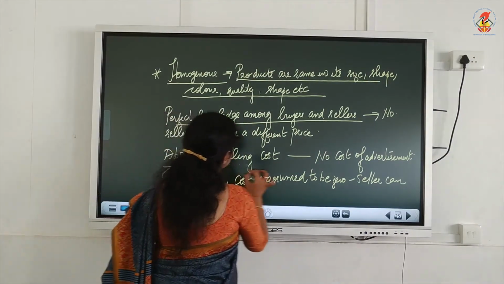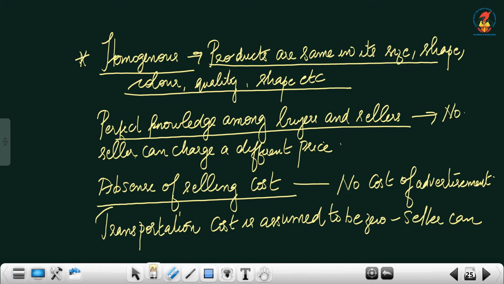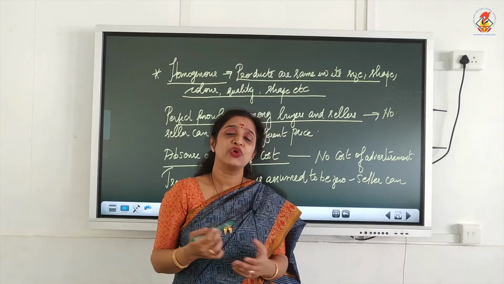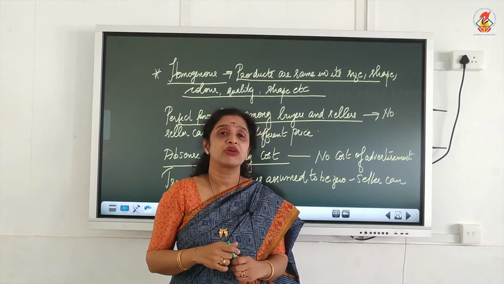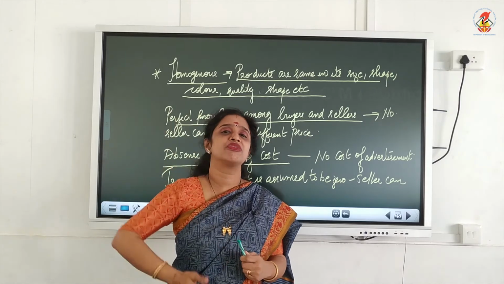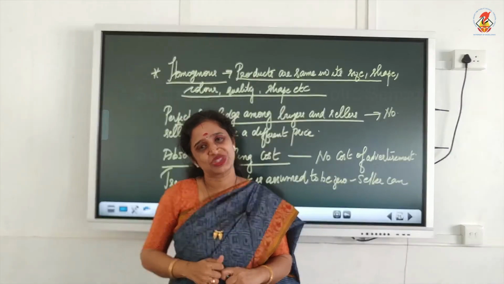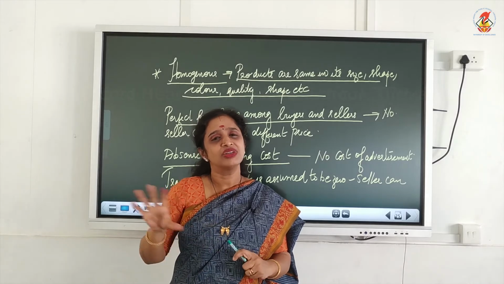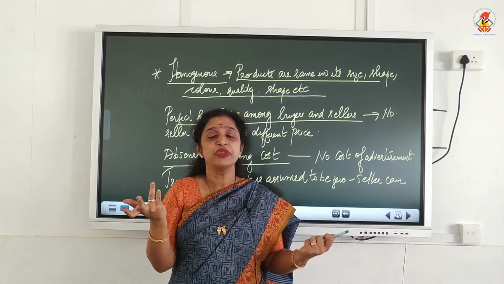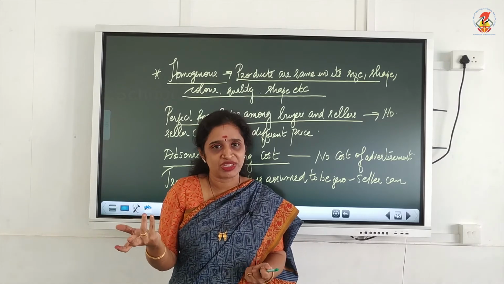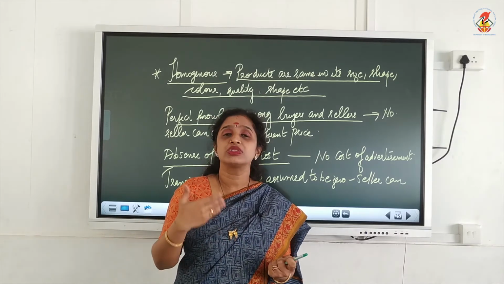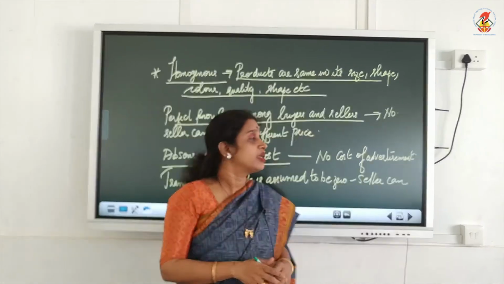Next is absence of selling cost. Here in this perfect competition, as the price is fixed by one particular industry, there is no need of any type of selling cost. Now what is meant by this selling cost? To sell the product, some cost is involved, especially advertisement cost, isn't it? Here all the commodities are sold at the same price. There is no need of any advertisement to boost the consumers. Therefore, there is no selling cost. That means there is absence of selling cost.